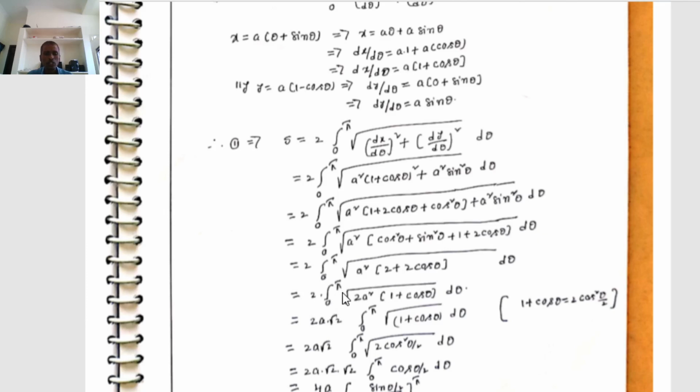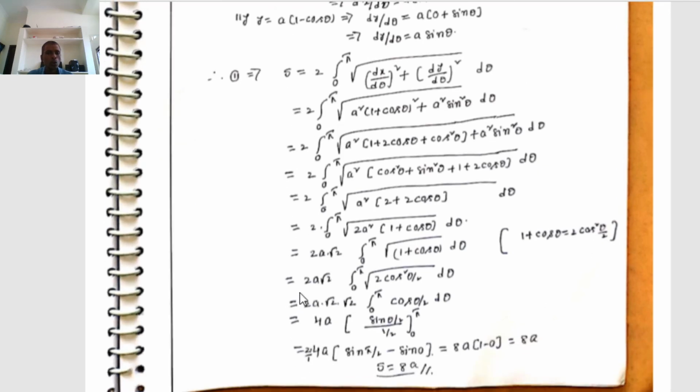Therefore 2 into integration 0 to π, √2 is common, 2 into a² into (1 plus cos θ) into dθ. Since 1 plus cos θ equals 2 cos² θ/2, therefore 2a² is taken outside, 2 into 2, therefore 2a². Root 2 into a² means a, therefore 2a into root 2 integration 0 to π square root of (1 plus cos θ) into dθ, where 1 plus cos θ equals 2 cos² θ/2. Therefore that equals 2a root 2 into integration 0 to π square root of, where we substitute 1 plus cos θ equal to 2 cos² θ/2, 2 cos² θ/2 into dθ.